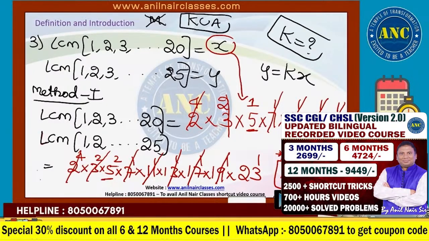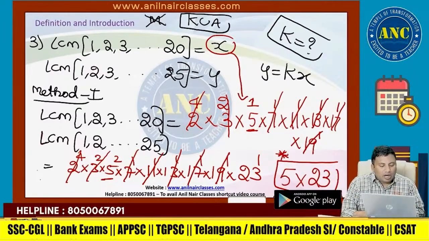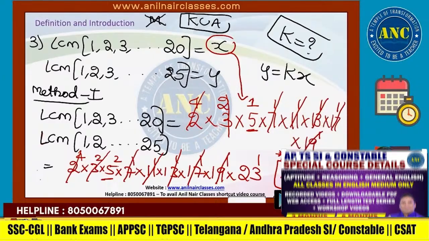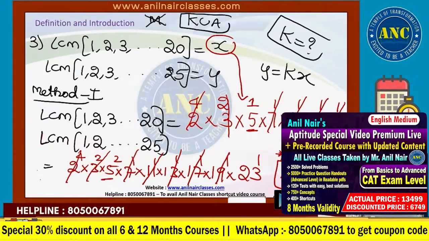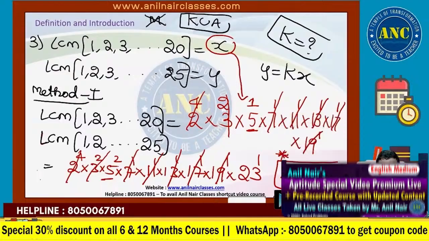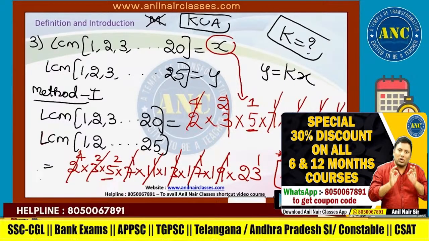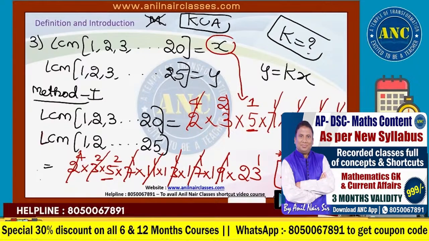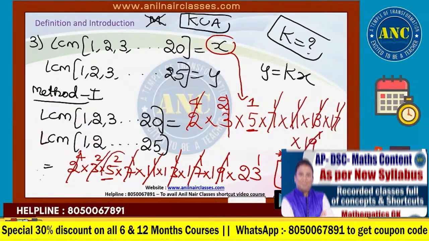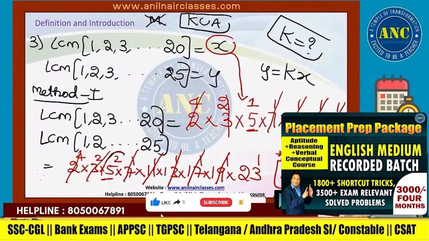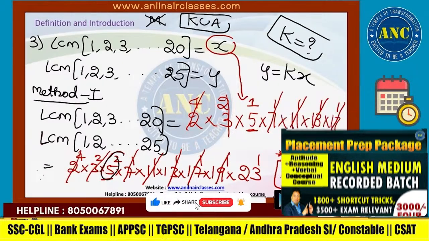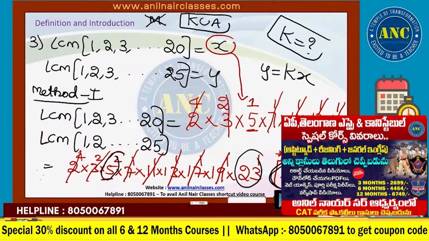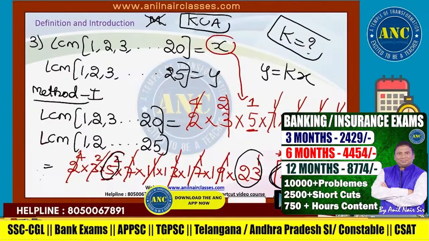A beautiful question. From 1 to 20, what are all the prime numbers? 2 power 4 is 16, 3 square is 9, 5 power 1 is 5, 7, 11, 13, 17, 19. Similarly till 25, what are all the extra numbers? 5 power 1, 5 square, extra 5 is there. Extra 23 is there. 5 into 23 is K value. Answer is 115.